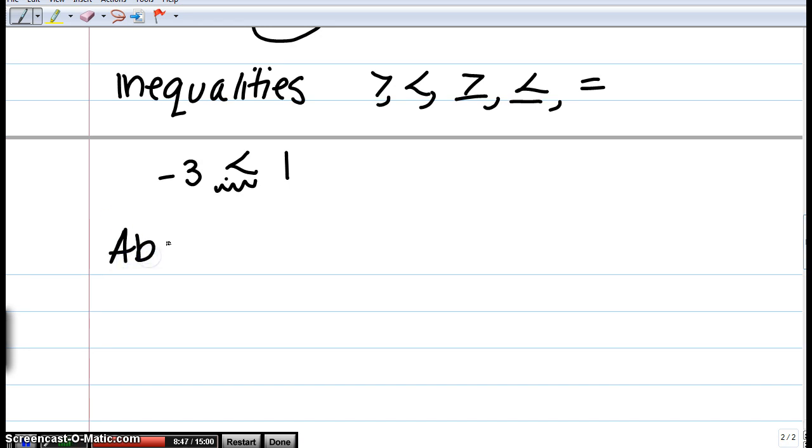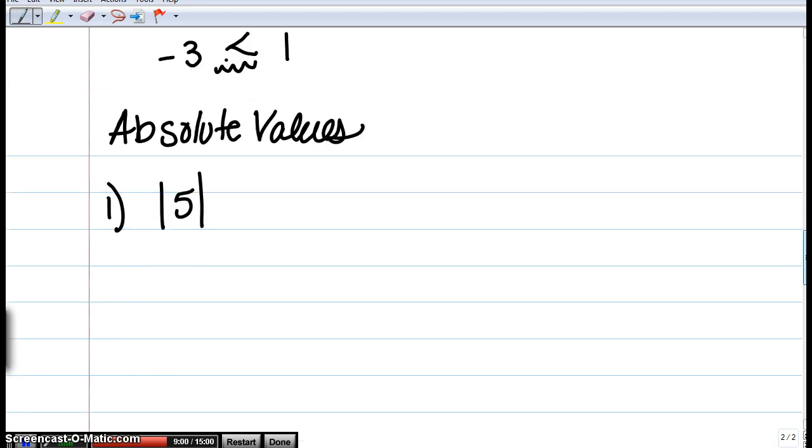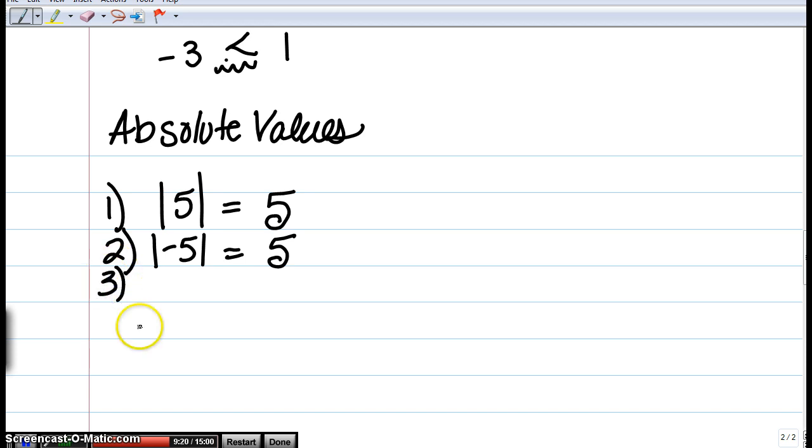Absolute values. If you have the absolute value sign with a positive number, so we have +5 in the absolute value sign, you know that your answer is just going to be 5, positive, no matter what. If it were the absolute value of -5, you know that it shoots out a positive number as well. So it doesn't matter if it's positive or negative, if there's absolute value signs around it, you always get a positive number. The absolute value of 0 is just 0.